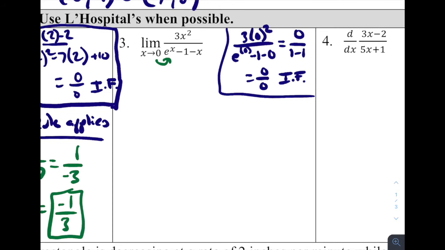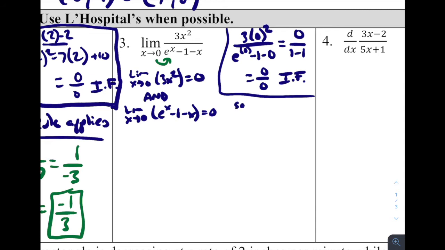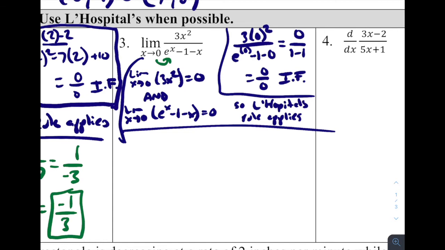We're going to show that these two limit expressions equal 0. So the limit of the numerator equals 0, and the limit of the denominator is equal to 0. So L'Hopital's rule applies. And we're going to say that this is equal to, let's see, the limit as x approaches 0 of the derivative of 3x squared, that's 6x, divided by the derivative of e to the x minus 1 minus x, which is e to the x. The derivative of negative 1 is 0, so that goes away. And then the derivative of negative x is negative 1.